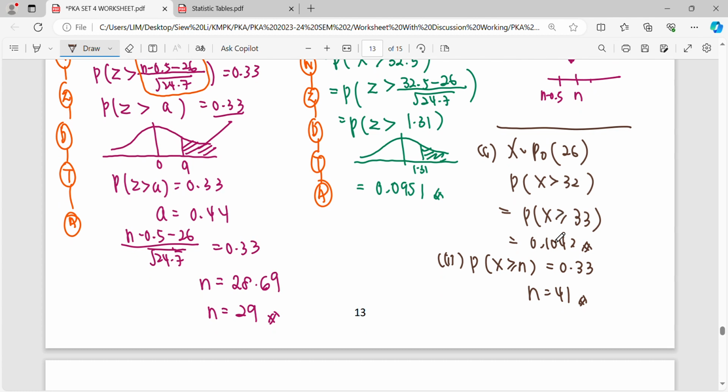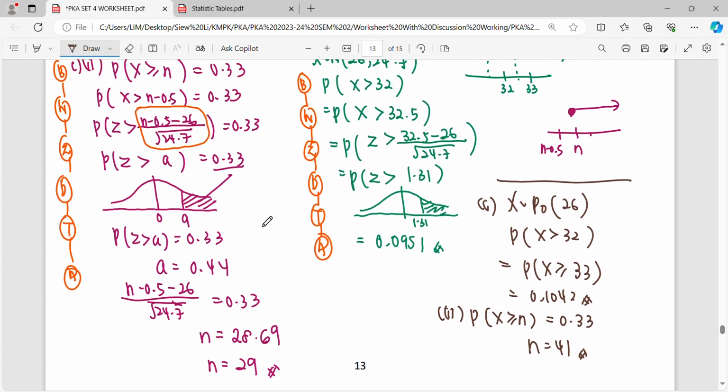Alright, so the way to solve in Poisson and the way to solve in normal are different. In your syllabus, they only approach you to find in normal. So you use your normal method to solve it.